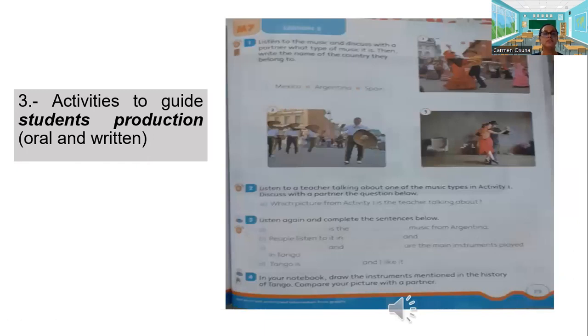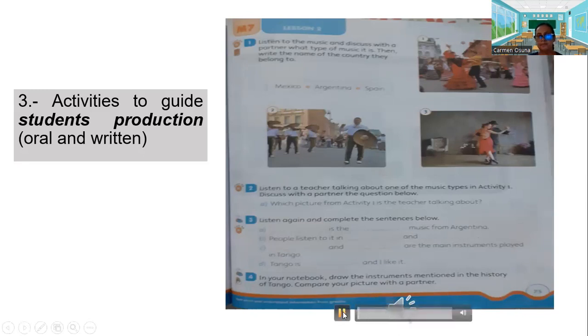The 3rd one, activities to guide students' production. They listen to an audio, and here are some spaces that they have to fill in. There are missing words, so they listen to the audio and they have to write what they hear. And after, when we check, they have to speak orally and tell me which words are missing. I play the audio one time. If they don't get it, I play it a second time.